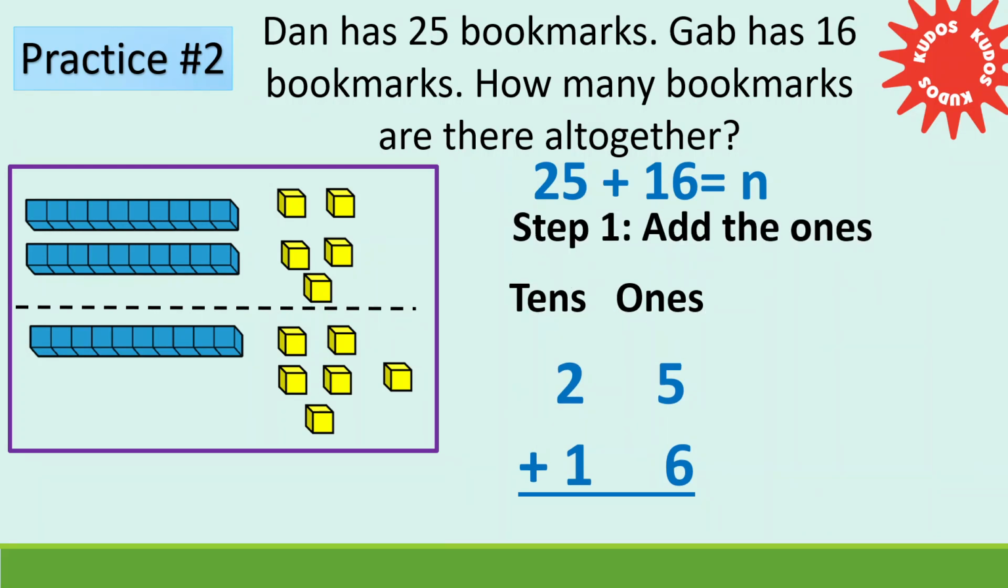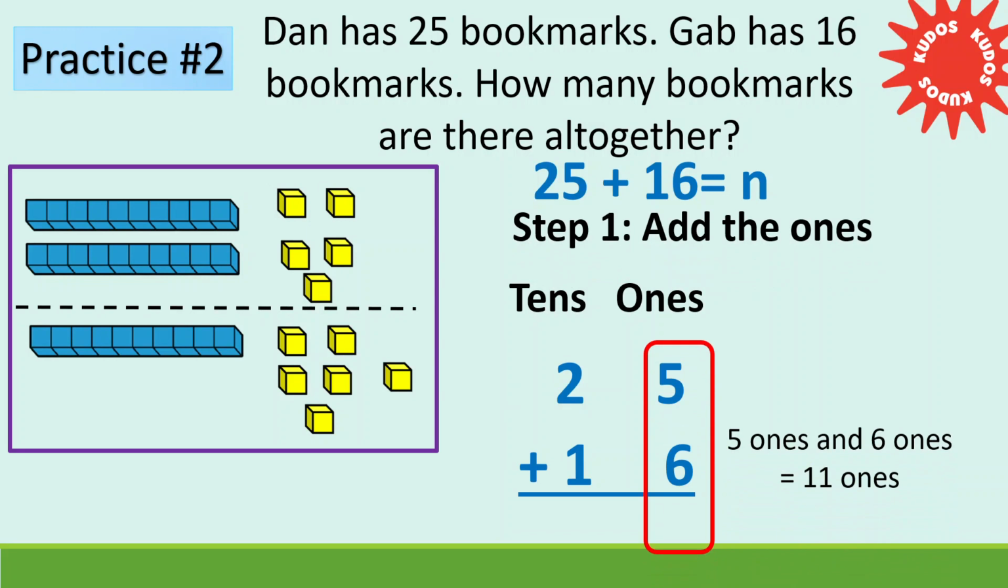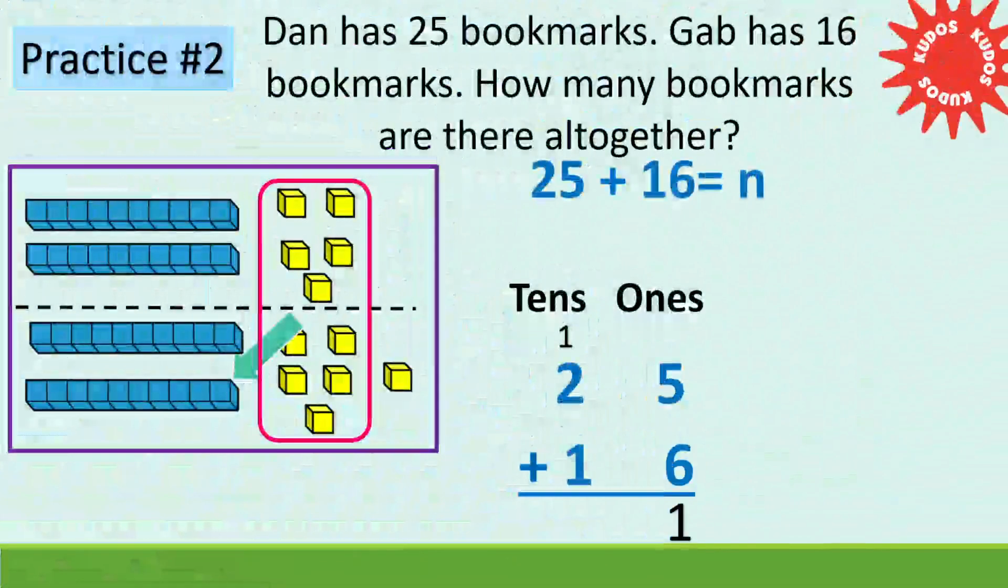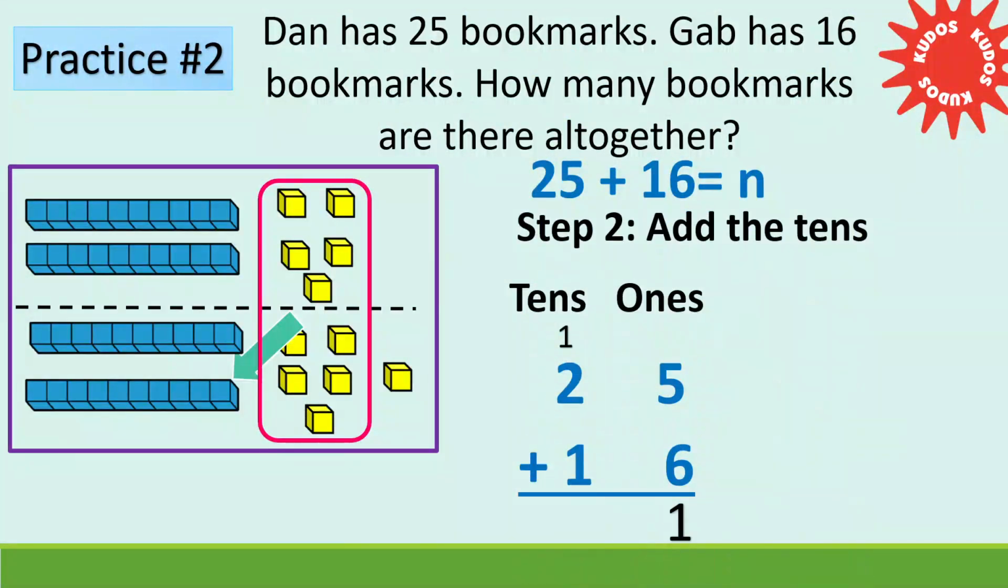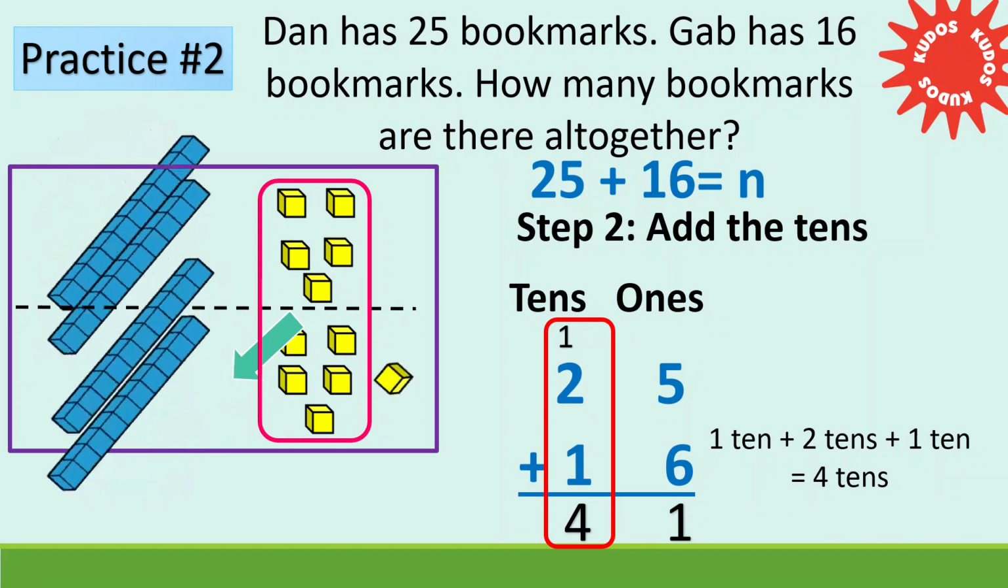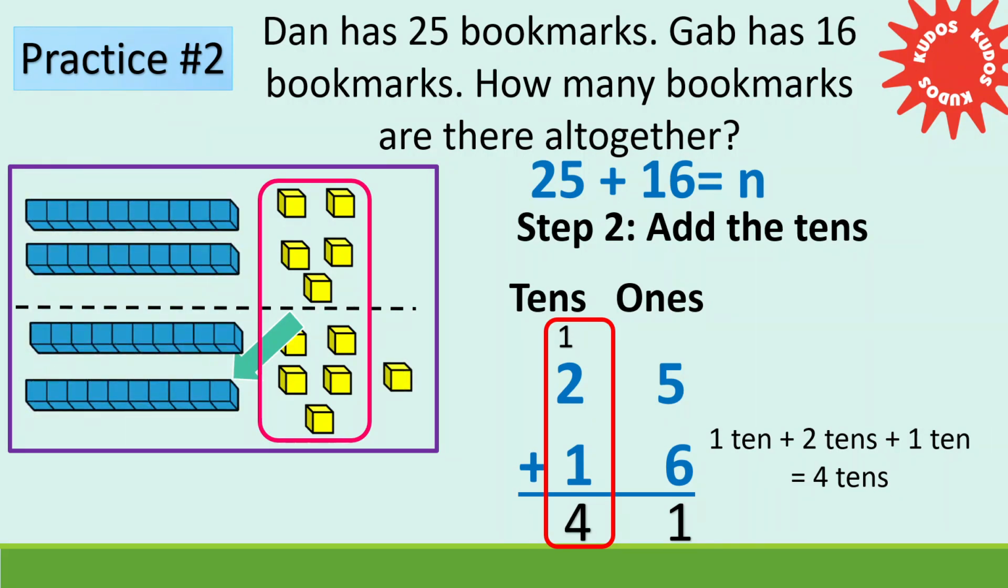Add the ones now. 5 and 6 is equal to 11 ones, right? 11 is 10 and 1, so we can regroup, right? 10 ones into 1 ten. So we will now put 1 in the ones column and then carry over 1 in the tens place. And what's our second step? Yes, is to add the tens. Okay, let's add the tens now. 1 plus 2 plus 1. Yes, it's equal to 4 tens. So the answer is 41. We have 4 tens and 1 one. So they have 41 bookmarks altogether.